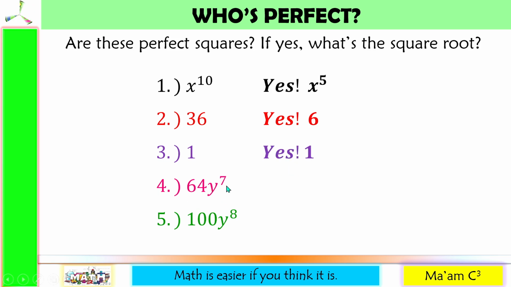Is 64y to the 7th a perfect square? For the constant 64, yes, it has a square root, which is 8. But for the literal coefficient, y to the 7th, we cannot divide 7 by 2 exactly. So the answer here is no. How about 100y to the 8th? The square root of 100 is 10, and 8 is divisible by 2. 8 divided by 2 is 4. So the square root of 100y to the 8th power is 10y to the 4th power.